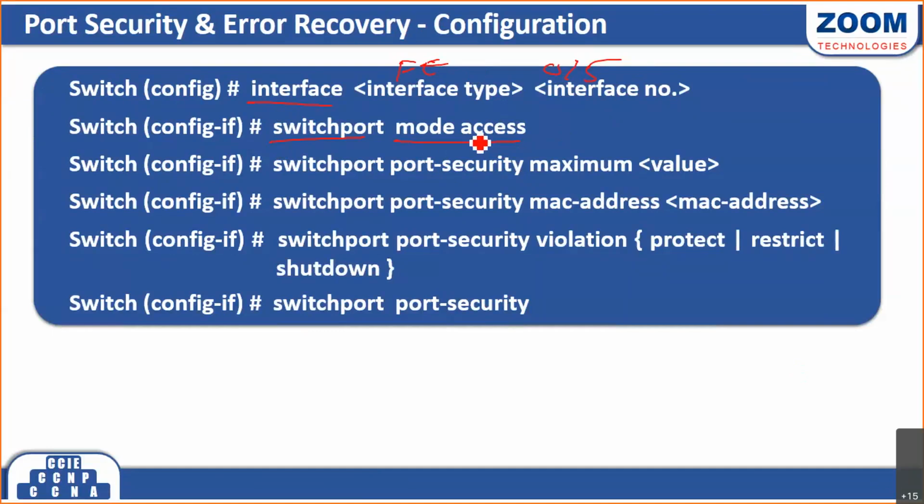Switchport port-security maximum. One port can support a maximum of 132 MAC addresses, 1 to 132 MAC addresses. But how many MAC addresses you're binding, we can set that. If you're binding 10, the maximum value is 10. If you're binding 1, then it's only 1 MAC address. And the violation is protect, restrict or shutdown. Finally, enable switchport port-security.